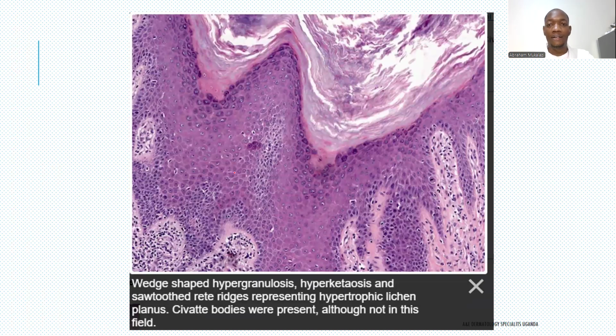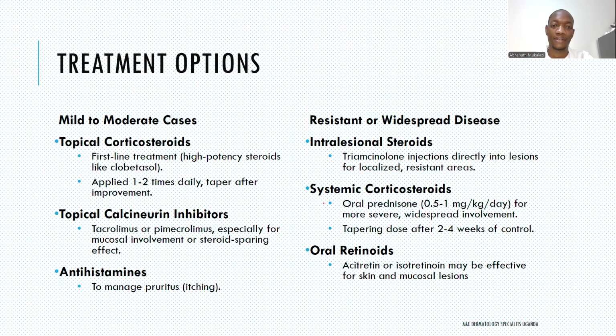Then this is also another picture. Still, it is showing you the same features: sawtooth rete ridges, the lymphocytic infiltrate, destruction of the basement membrane, and that arrangement of the basal keratinocytes being interfered with. So that is what we see in lichen planus.